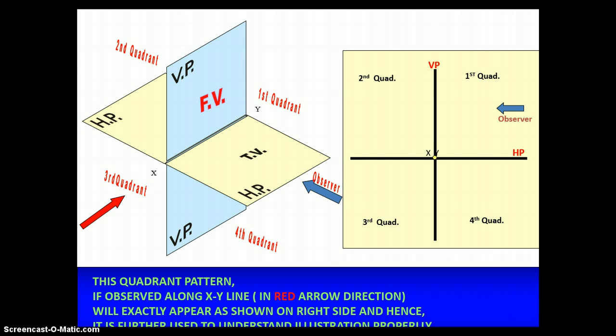The intersection is the line of these two planes, and if the vertical plane is extended beyond this reference line, and at the same time the horizontal reference plane is also extended beyond the reference line, then it will form four quadrants. First, this one is the first quadrant, then second, third, and fourth, and this is the view that we are obtaining from this direction.